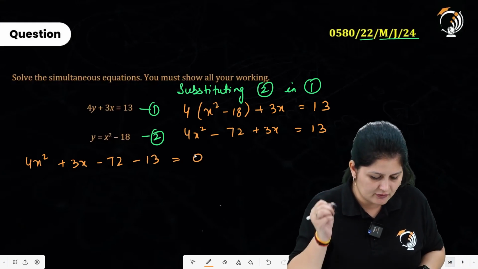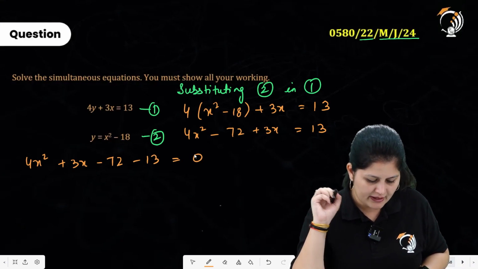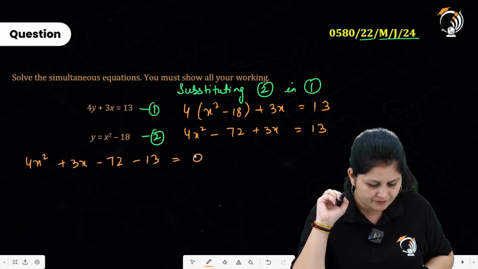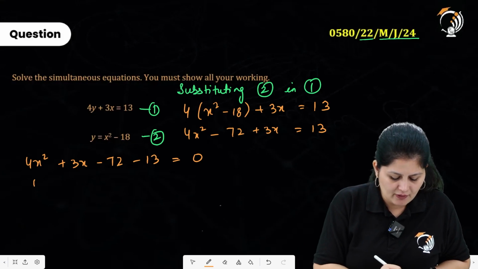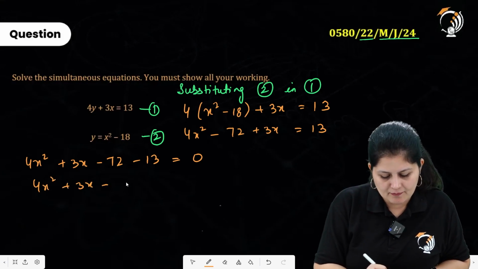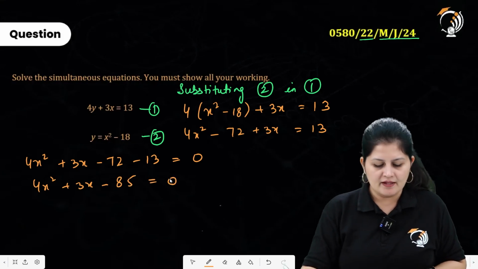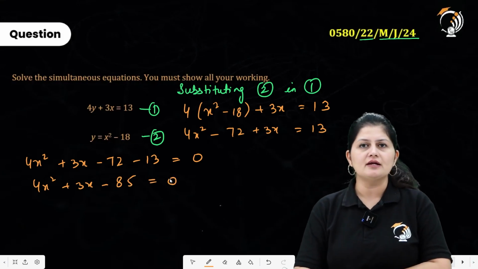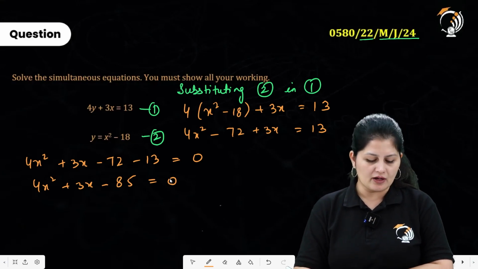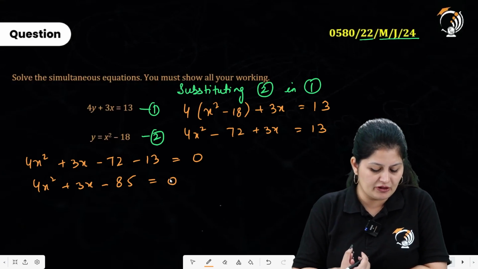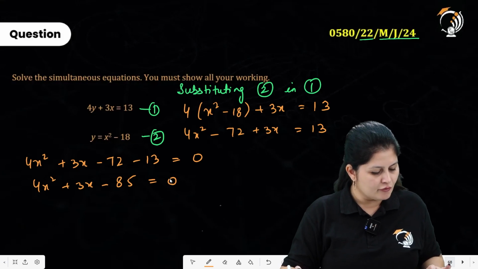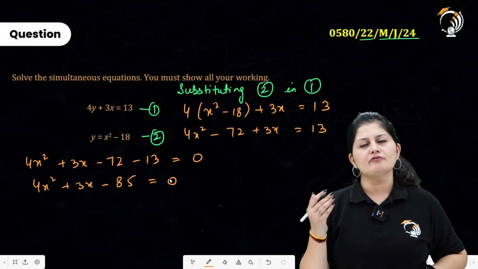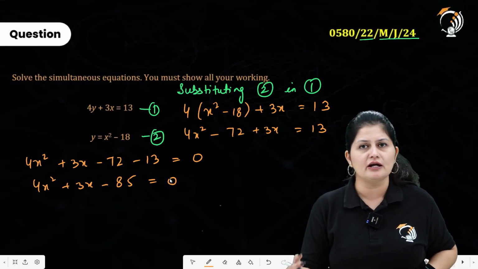Let me just cross check the calculations once. 4 times x square minus 18 is what we have here. So that is 4x square minus 72 plus 3x. So minus 72 minus 13, yeah. So here we are getting 4x square plus 3x minus 85 is equal to 0, right? Now we need to find factors in such a way that we are getting 3 here. Let me calculate 85 multiplied by 4. So 85 multiplied by 4 is going to give you 340. The factors of 340 such that we get 3 here are 20 and 17.